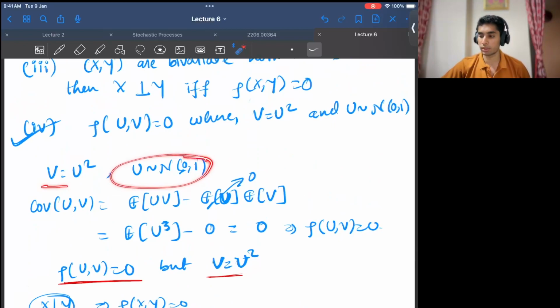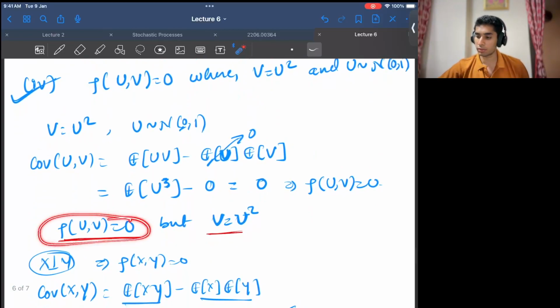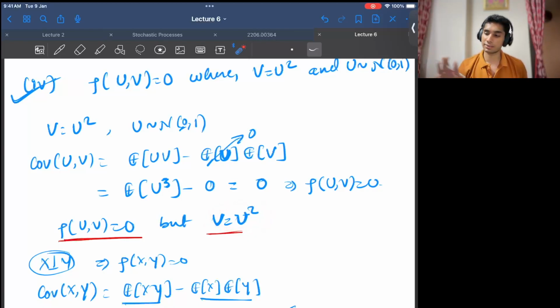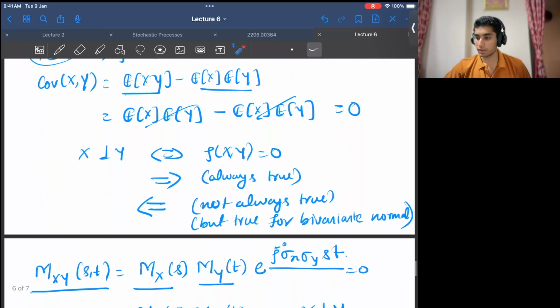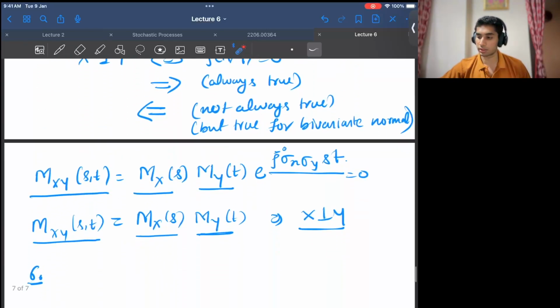If u is standard normal, and v is equal to u square, then rho of u comma v is equal to 0, but it's clear that v is equal to u square, and hence v and u are not independent. Okay. So this opposite side is not always true. However, it is true for the bivariate normal distribution.